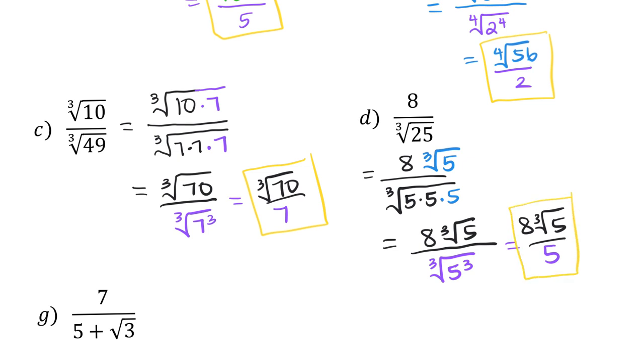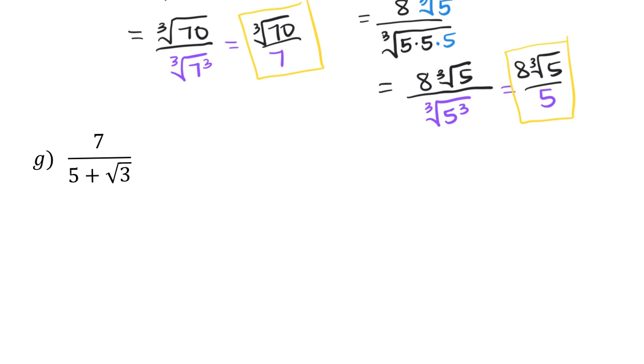Okay, last one, which I feel like we were actually pretty good at. The denominator has a radical, but there's a plus and minus. So I'm going to multiply by the conjugate. 5 plus root 3, I multiply by 5 minus root 3. If you do it to the bottom, you do it to the top just to match it.